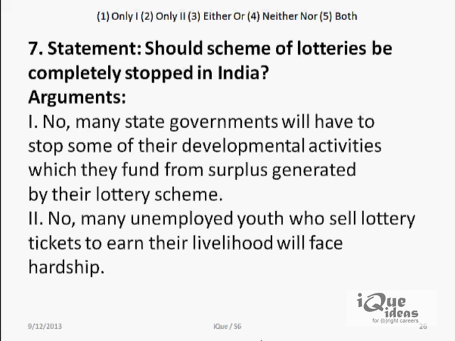The second argument says, no, many unemployed youth who sell lottery tickets to earn their livelihood will face hardship. Now, the youth who sells lottery tickets to earn his livelihood would obviously not be in a position to sell those lottery tickets if the scheme of lotteries itself is completely stopped. And if the unemployed youth who was earning his livelihood no longer has this particular means, will he face hardships? The answer is obviously yes. So is that a strong enough reason to not stop the scheme of lotteries? True. And hence we would say that both the arguments are strong ones. Answer option 5.